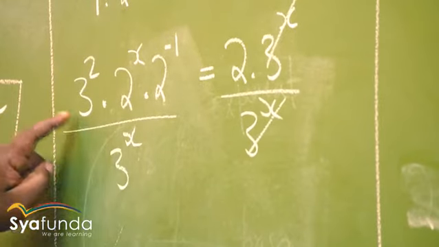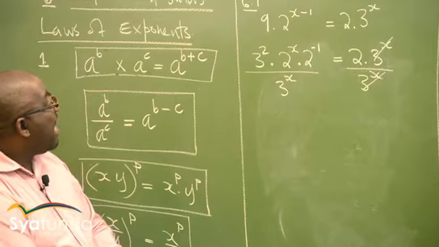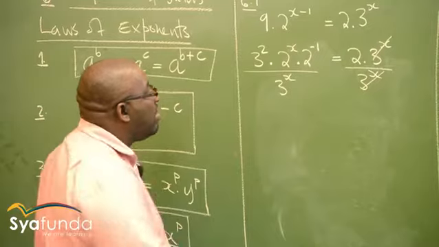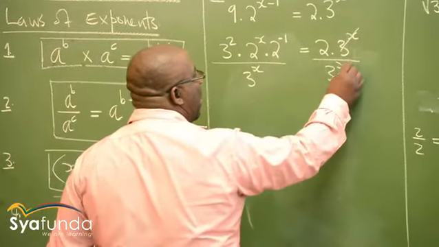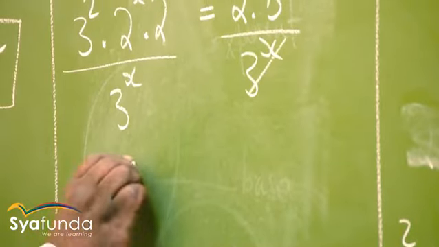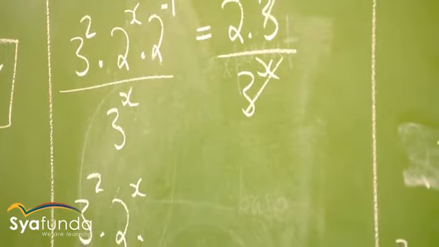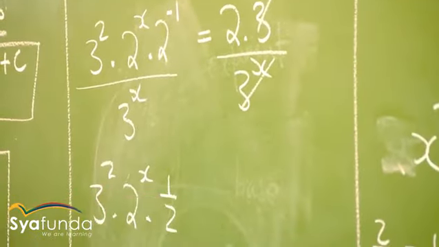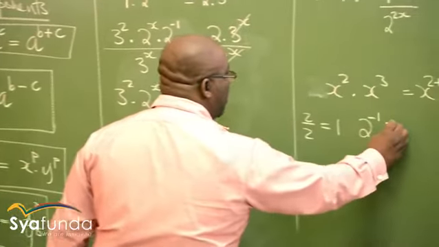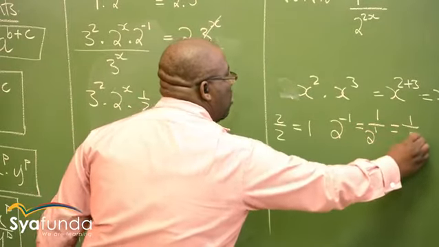How do I get rid of 3 to the power 2? This is 9, this is 9. In other words, if I've got 9 here, I've got to divide by 9 on both sides. Let me write it first. I've got 3 to the power 2 times 2 to the power x times, what is this? 2 to the power minus 1. It is half, it is 1 over 2. If I've got 2 to the power minus 1, if I want to make it positive, it is 1 over 2 to the power 1, which is 1 over 2.